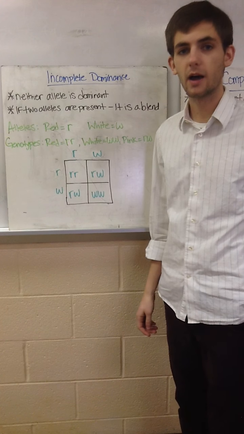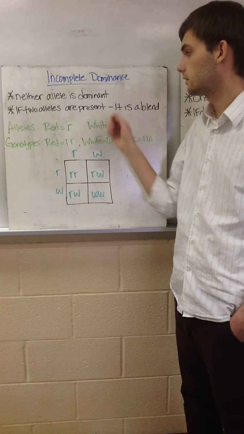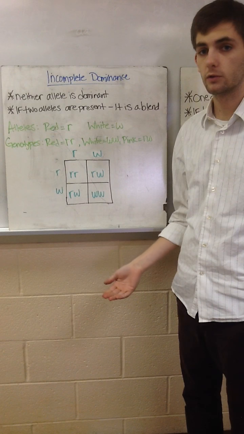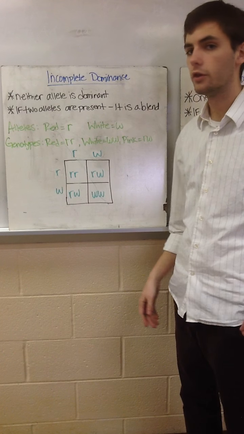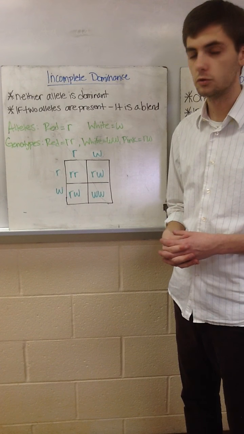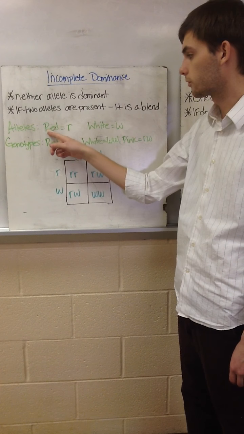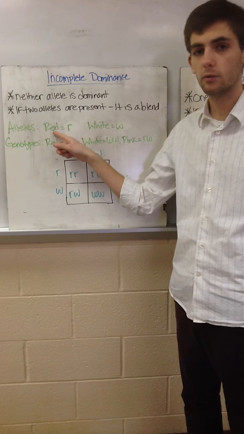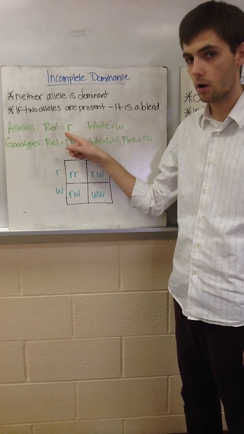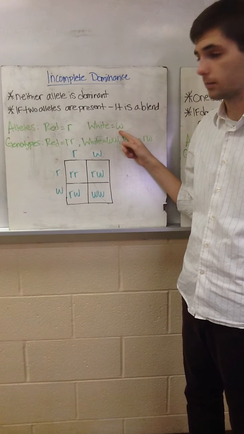The second type of dominance is incomplete dominance. This is when neither allele is dominant. So if the two alleles are present in an organism, the resulting phenotype will be a blend of the two traits. So for example, if our alleles that we're talking about are for red and white, red would be represented by a lowercase r, and white would be represented by a lowercase w.